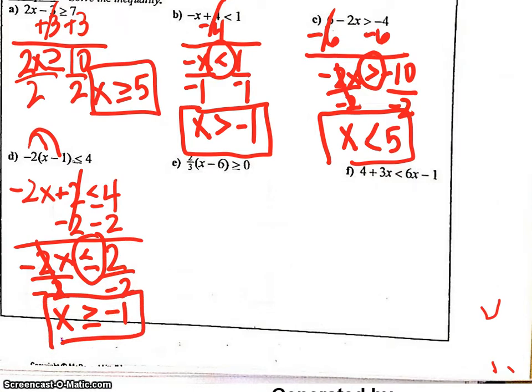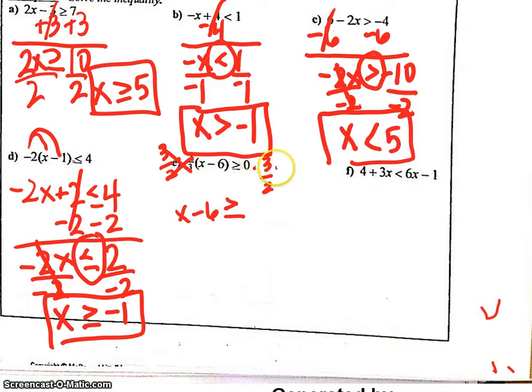Our next example here was the fraction. Now there's a couple ways you can do this. I'm going to go by multiplying by the reciprocal. Okay, and that's when you multiply by the fraction, the flipped version. So I'm going to multiply each side by 3/2. So over here, the fractions cancel completely, and I'm left with just x minus 6, because if you multiply by reciprocal, both numbers cross cancel. And I'm going to write my sign the same.